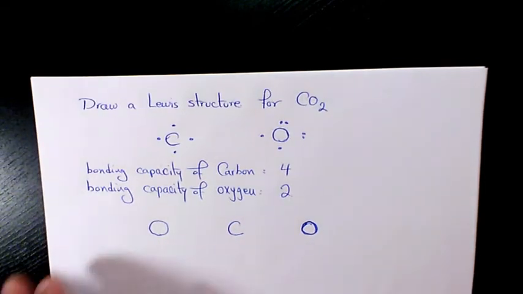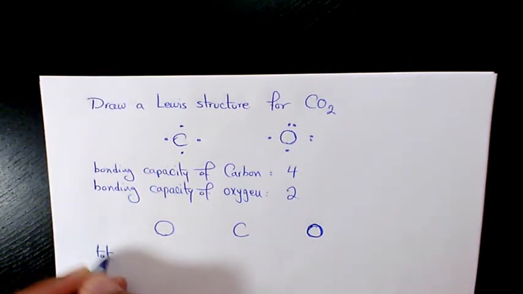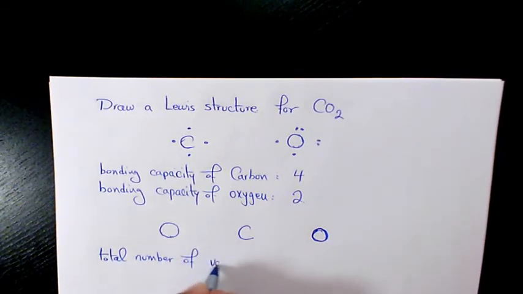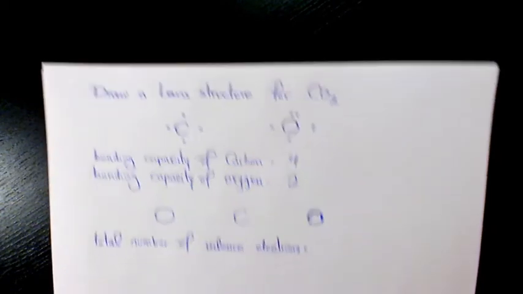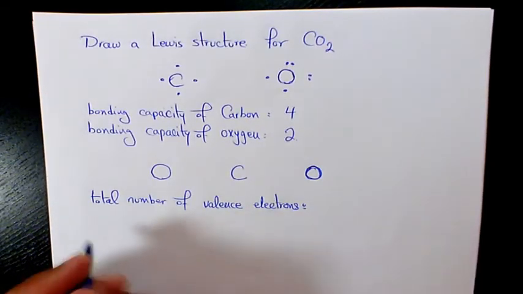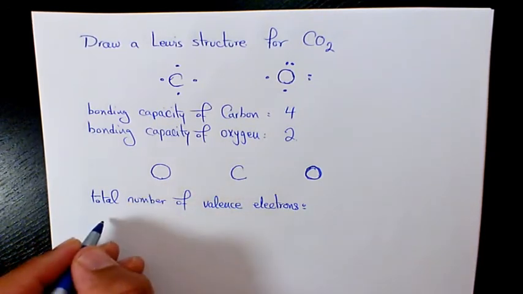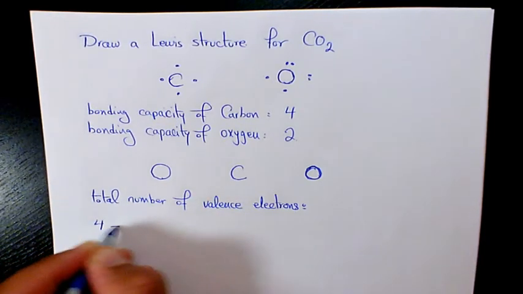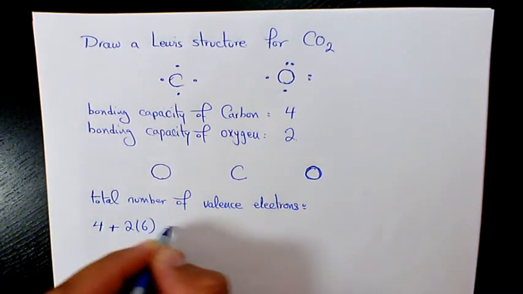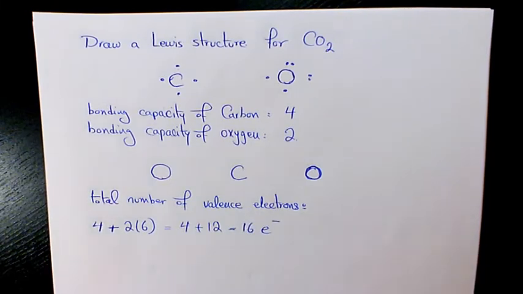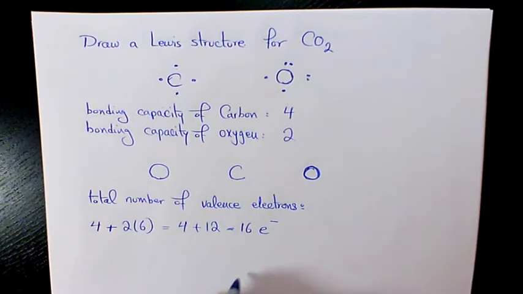What is going to be the next step? We need to find out the total number of valence electrons. So we have CO2, C is 4 plus 2 times 6, that's going to be 4 plus 12. We have 16 electrons.